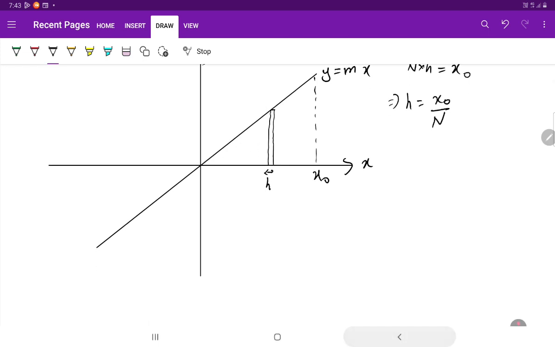Now what will be the differential area? What will be the small area of this thin strip? We denote it as delta A, which can be written as h into f of h. f of h is the height of this strip, and f of h is mh, so I can write it as mh.